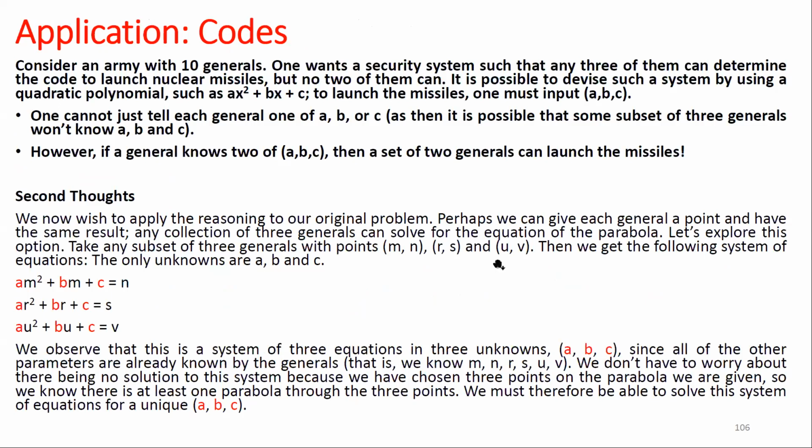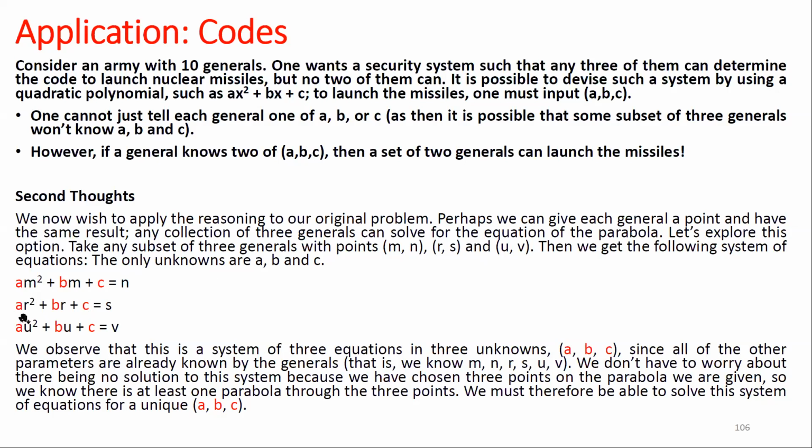So now, imagine that 3 of the generals, one has the point (m, n), another one has (r, s), another one has (u, v). And then we can just plug them in to our system. So our polynomial is ax squared plus bx plus c. If we take x equals m and y equals n, we would get am squared plus bm plus c equals n. And I put the unknowns a, b, and c in red to remind us. So this is one equation.